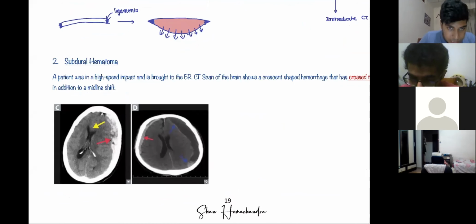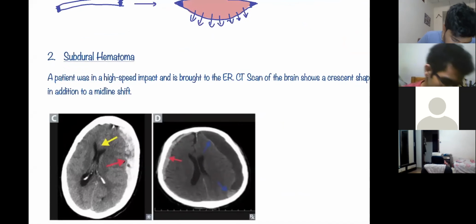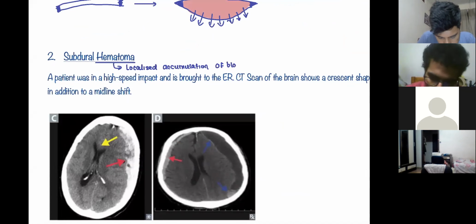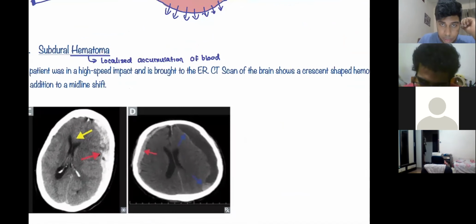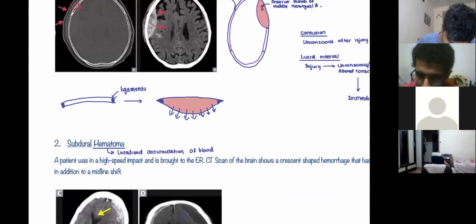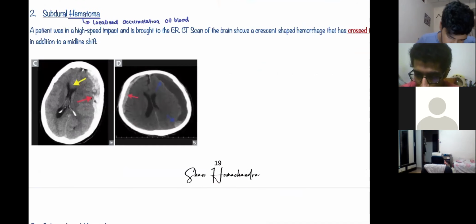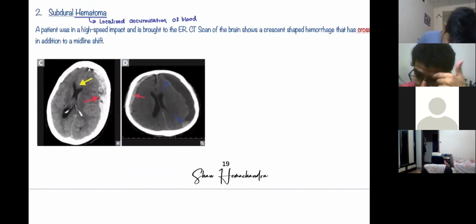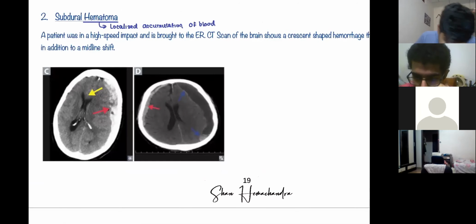Now, the next one is subdural hematoma. Hematoma is an accumulation of blood. It means a localized accumulation of blood. That is pathology. For any new students, hematoma is basically blood accumulated, like you can see here. Okay. Now, this is how I like to remember this.